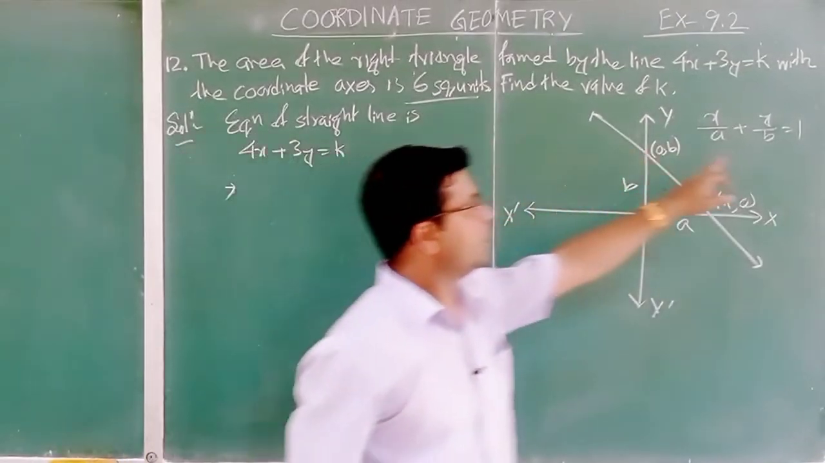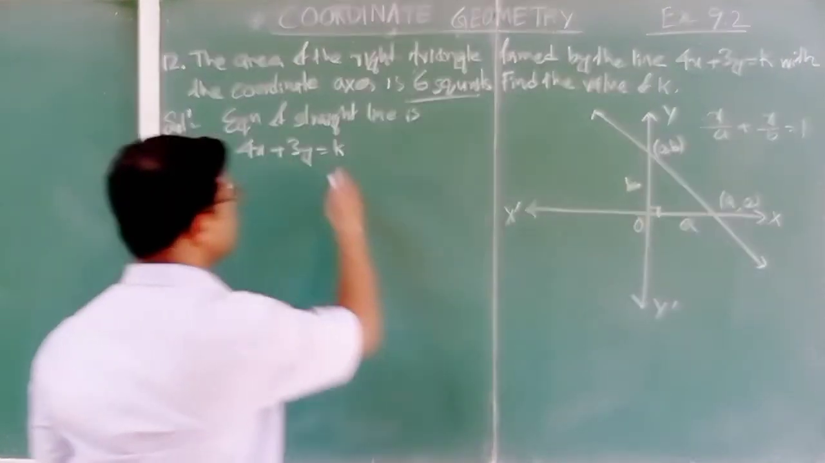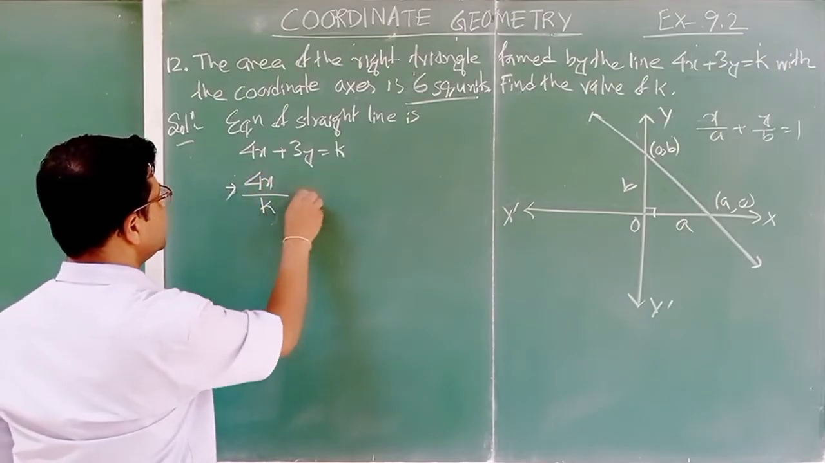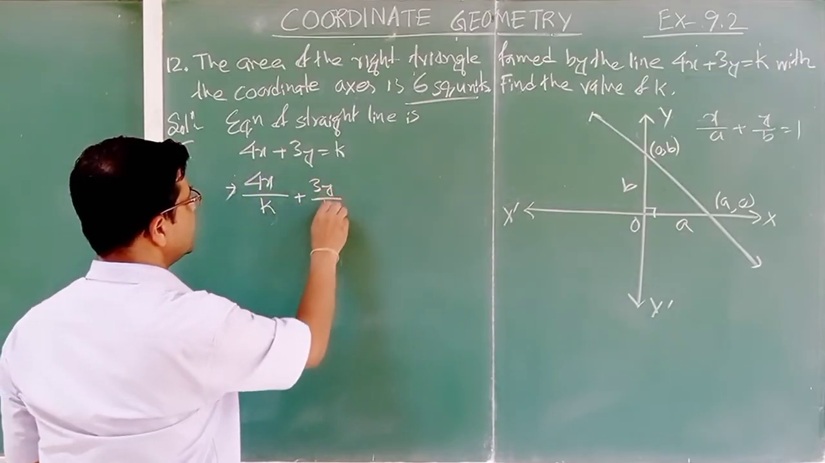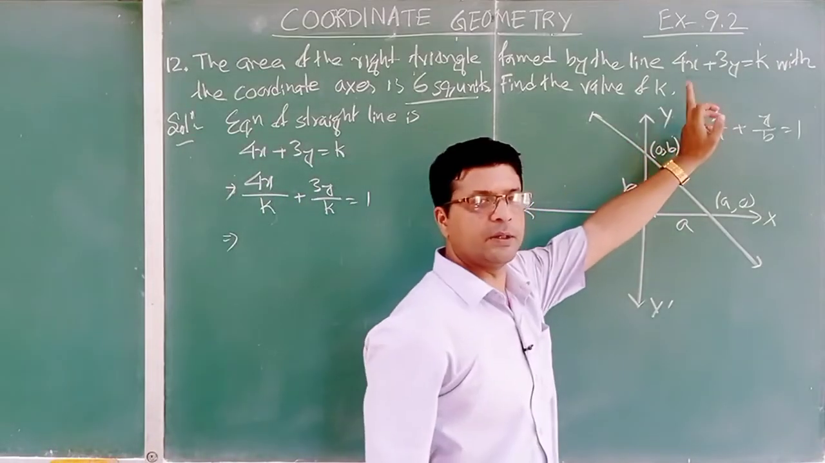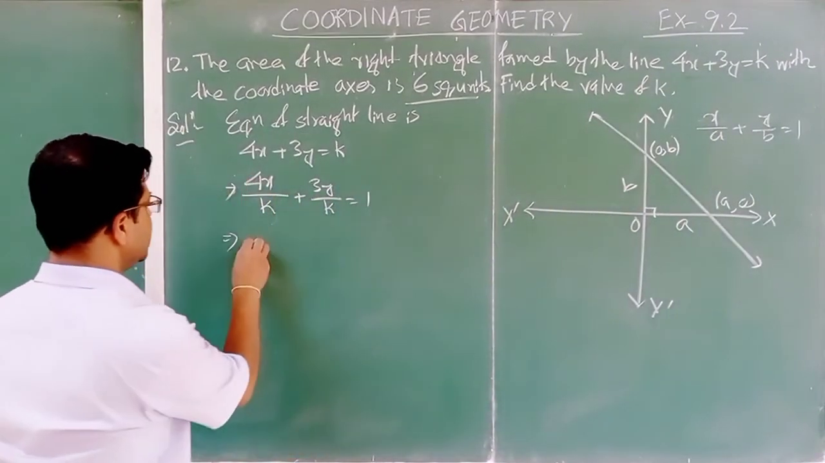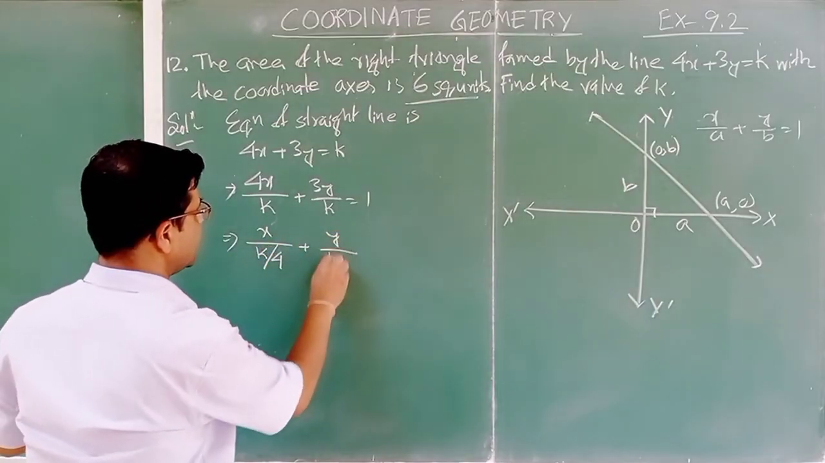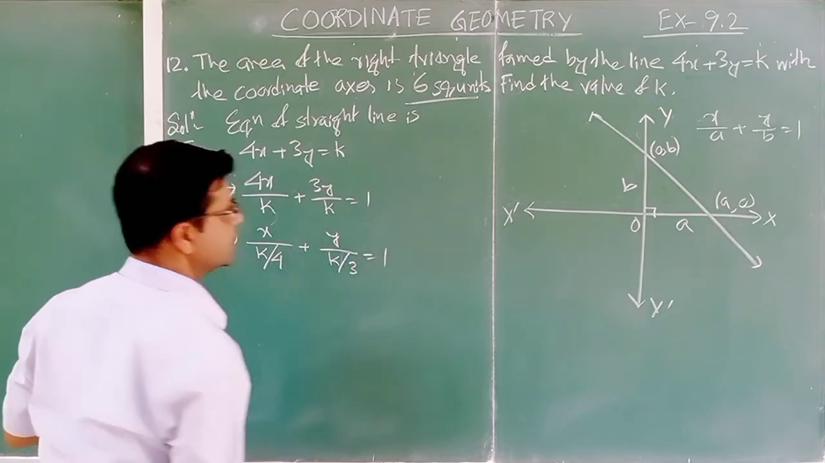Our first duty is to make the right hand side 1. How will we do this? We shall divide each term by k. So 4x by k plus 3y by k is equal to 1. Now x should be isolated, only x. So this 4 we have to bring to the denominator. So x over k by 4 plus y over k by 3 is equal to 1.